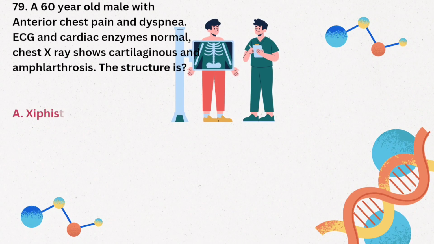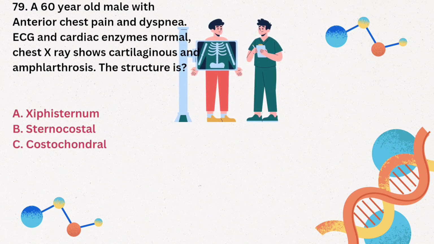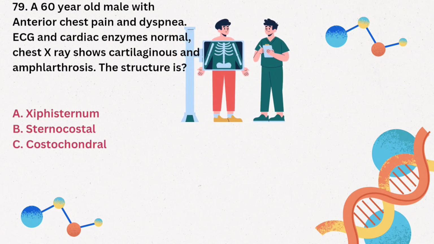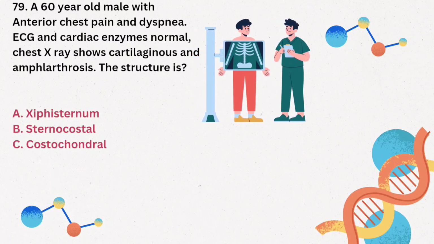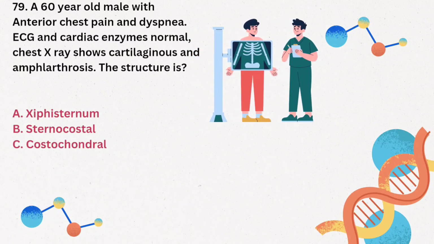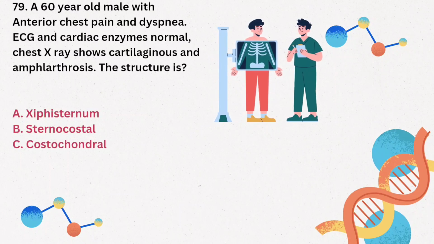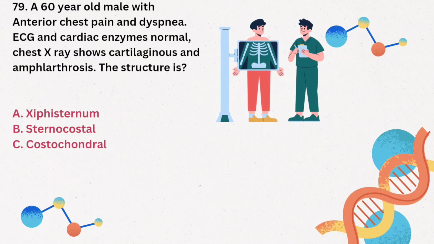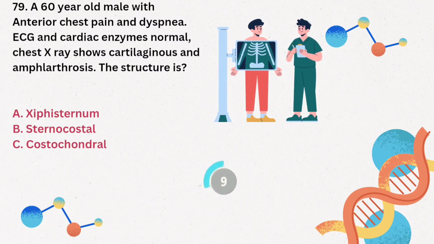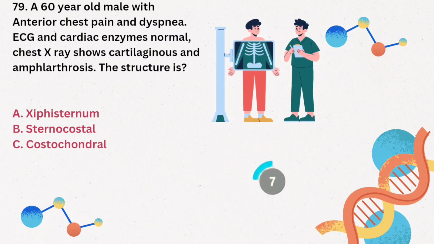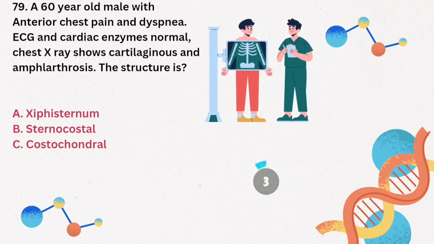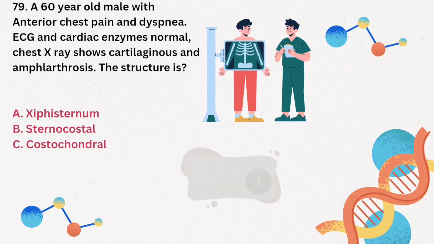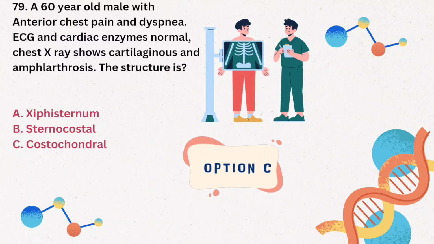A 60-year-old male with anterior chest pain and dyspnea. ECG and cardiac enzymes normal. Chest X-ray shows cartilaginous and amphiarthrosis. The structure is A. Xiphisternum. B. Sternocostal. C. Costochondral. Option C is the right answer.